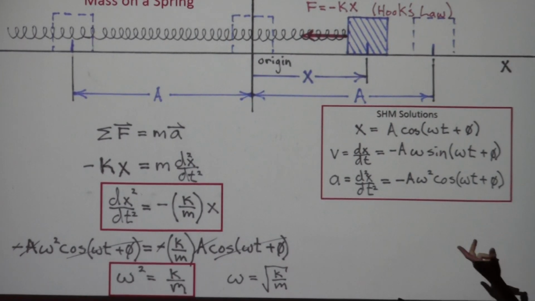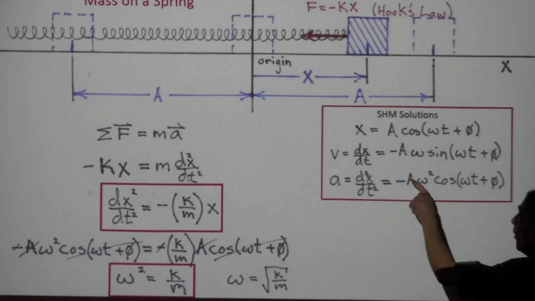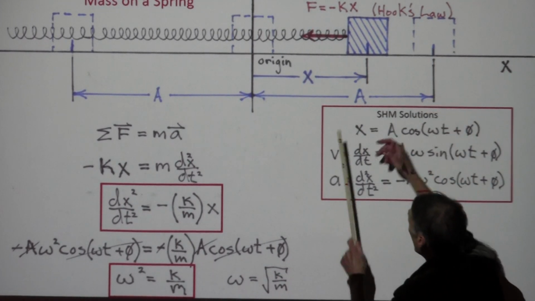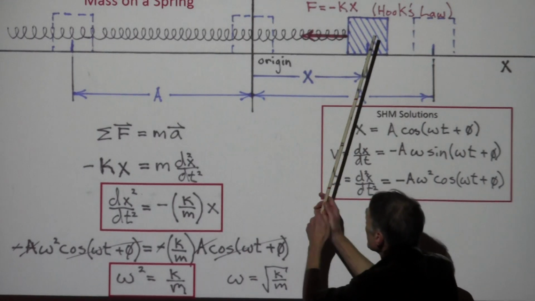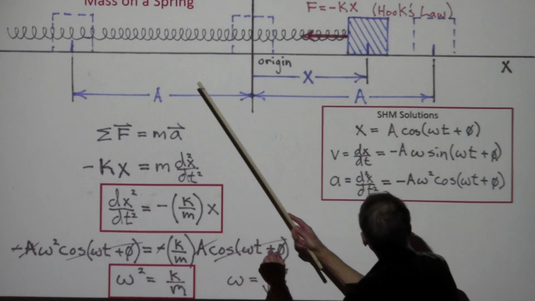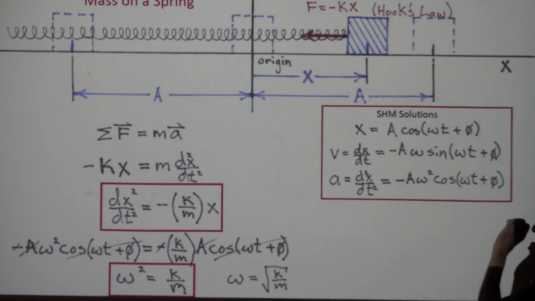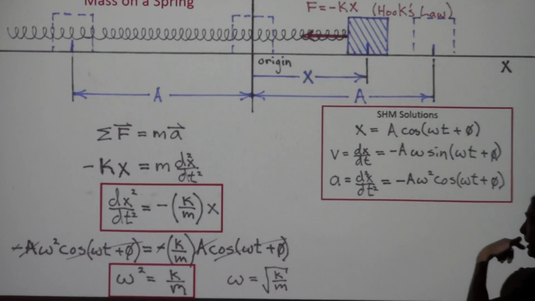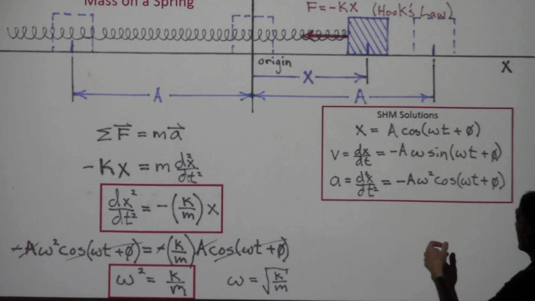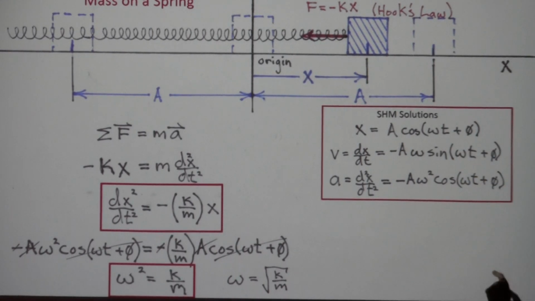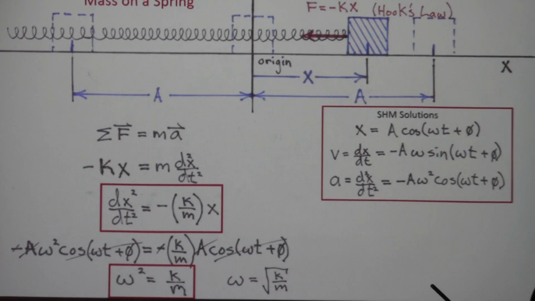There are some arbitrary constants. A is 1. It didn't really matter how far we stretched this thing, as long as, again, we don't exceed the elastic limits of the spring. So this A really is determined by our initial conditions. Also by initial conditions, this phi has to do with where you want to start your clock.